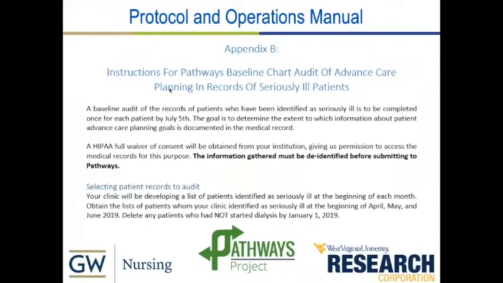Over to you, Dale. Great. So we're now going to move through how do you actually find and record this data for the baseline chart audit. And the first thing to know is that there is a new operating manual. We call it the Protocol and Operating Manual, and you can find it and download it from the intranet box. And in the Appendix B, it's got instructions for you around how, sort of step-by-step, how to conduct this audit. But this is what we're going to go through now.